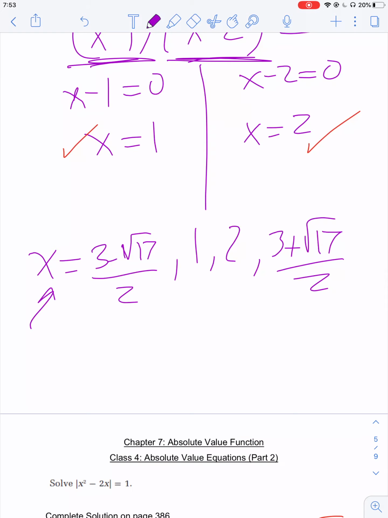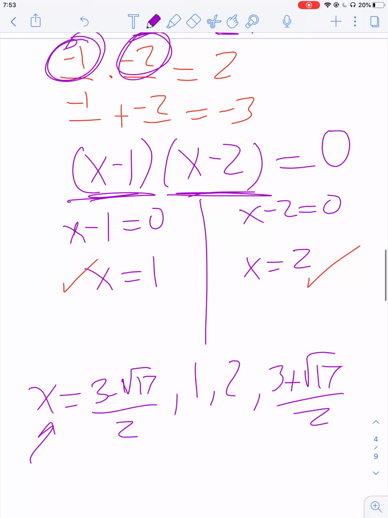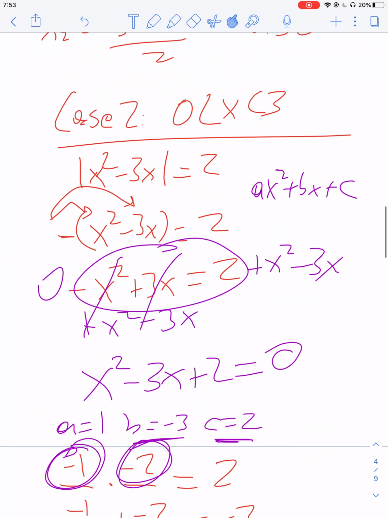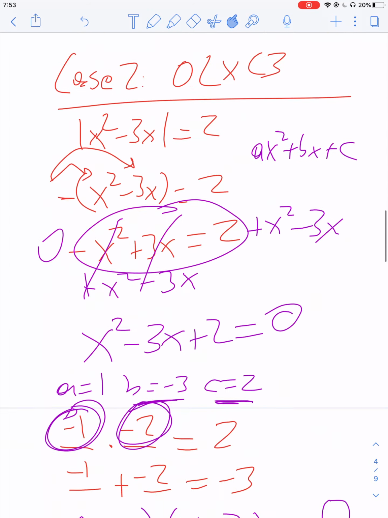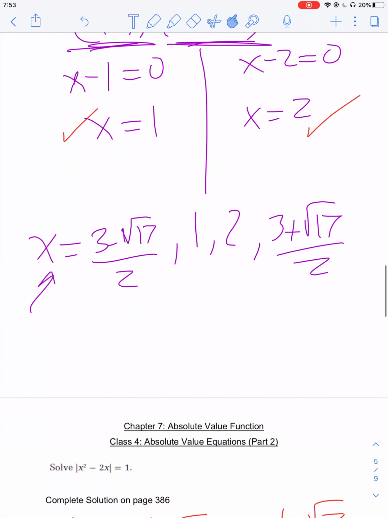And how did I know that? It makes sense. Every time I found a solution, I always checked if it's within my domain. And in each case, it was. It was within my domain, so I couldn't really reject any of those, which is a rare case.